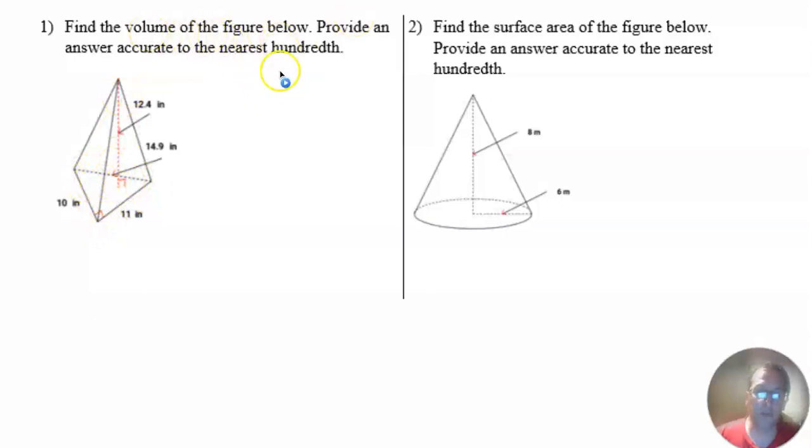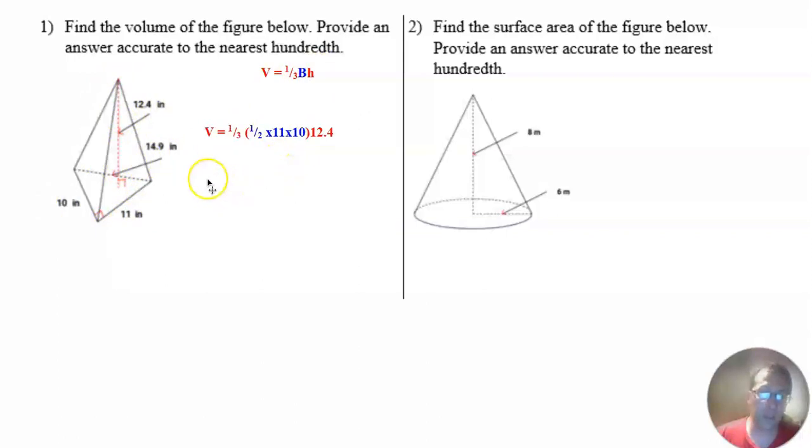So volume, our formula for volume of a pyramid is 1/3 area of the base times the height. Well, what shape is our base? It's a triangle. So I need 1/3 times the area of the triangle times the height. Area of a triangle is 1/2 base times height, so that'd be 1/2 times 10 times 11. Remember, base and height are always perpendicular to each other. So that will be the area of the base, and then the height of the pyramid, which is this 12.4 right there in the middle.